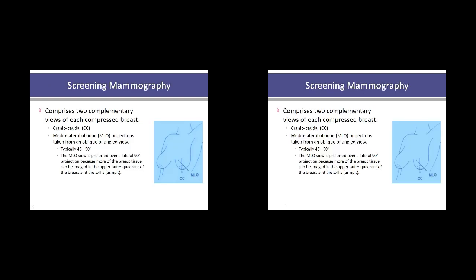Moving on to what happens when you attend for screening mammography, two complementary views of each compressed breast are taken. One is called the CC view, which is the craniocaudal view, which basically means the x-rays come in the direction from your head to your feet. Then we have the mediolateral oblique, or the MLO projection. That's taken from an oblique or angled view, typically about 45 to 50 degrees. You rotate the x-ray tube and the x-rays will be coming in like this, from your middle section out to the lateral section at an angle of about 45 to 50 degrees.